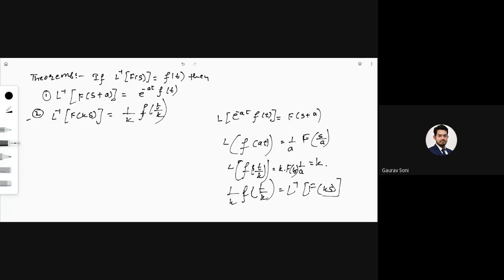So it is just like the Laplace one. Laplace of f of at is 1 upon a capital F of s by a. Now Laplace inverse of capital F of ks is 1 upon k f of t by k. Okay, so it is similar. Third one.